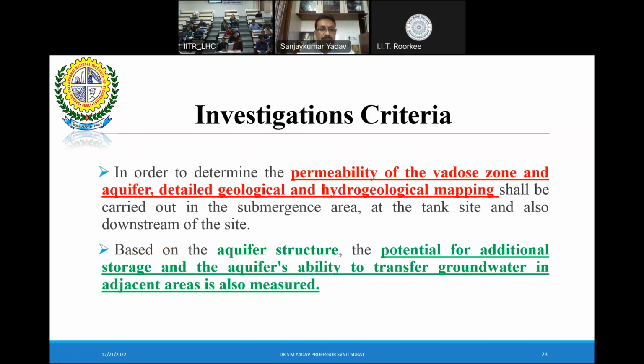In order to determine the permeability of the vadose zone and aquifer, detailed geological and hydrogeological mapping shall be carried out in the submergence area at the tank site and also downstream of the site. Based on the aquifer structure, the potential for additional storage and the aquifer's ability to transfer groundwater in the adjacent area is also required to be measured.